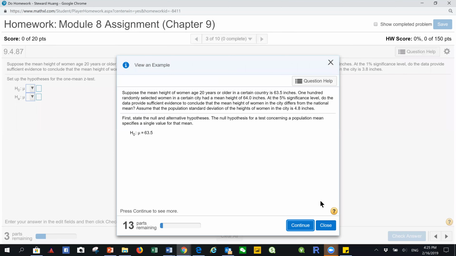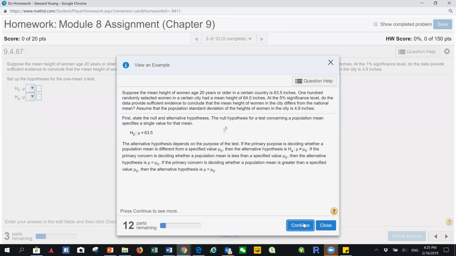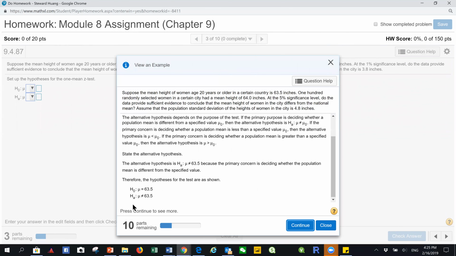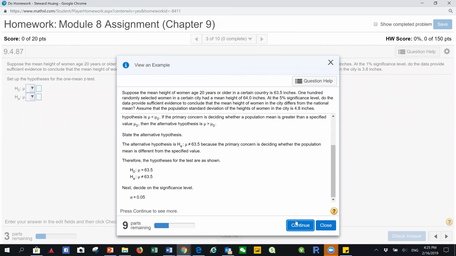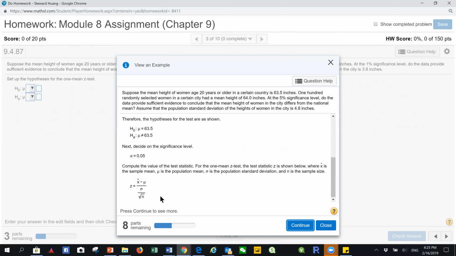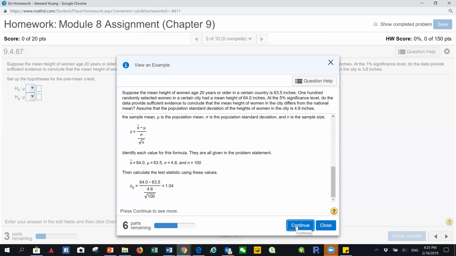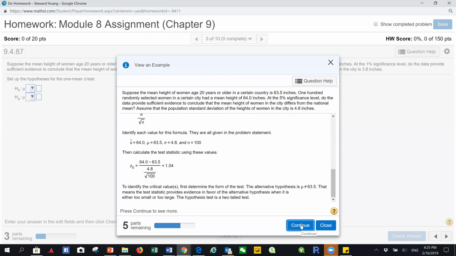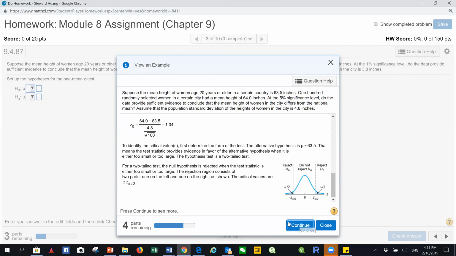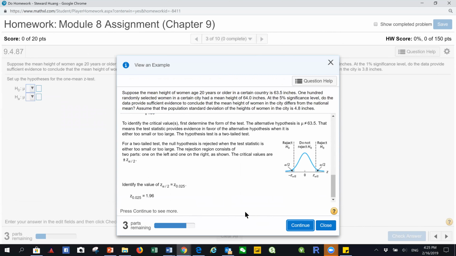Show an example, you will see. Two-tailed, alpha, and then calculate z, then compare this test statistic with the critical value, which you should know how to calculate, to get the answer.